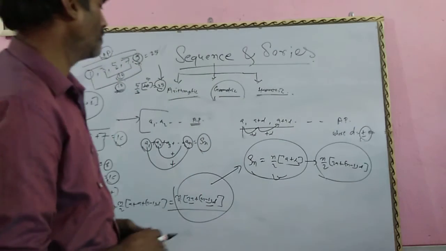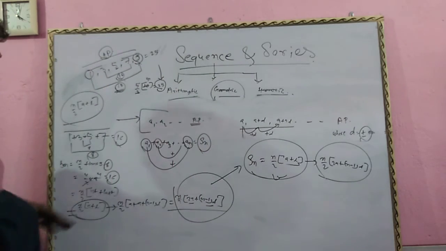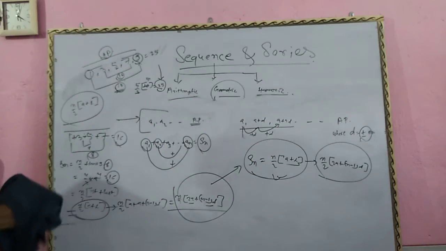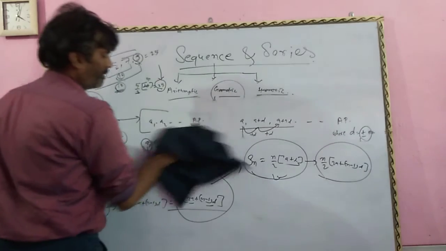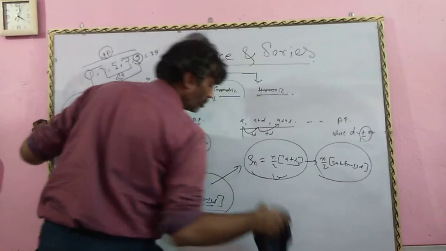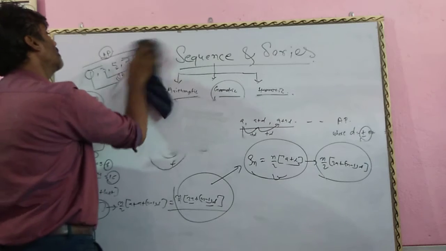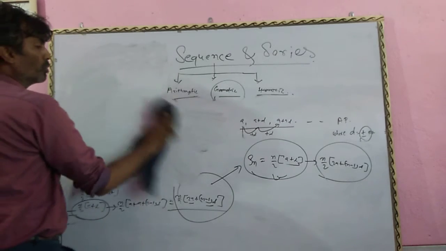This was just by careful observation, you can write it, but there is a method also by which you can find the sum of n terms. And what is that method? I will show you that method so that you can find the sum of n terms with a procedure, with a method.